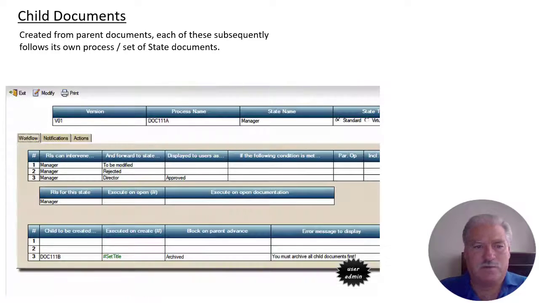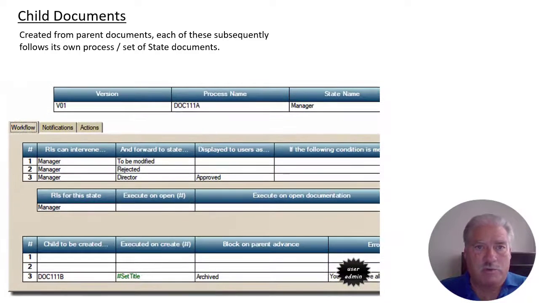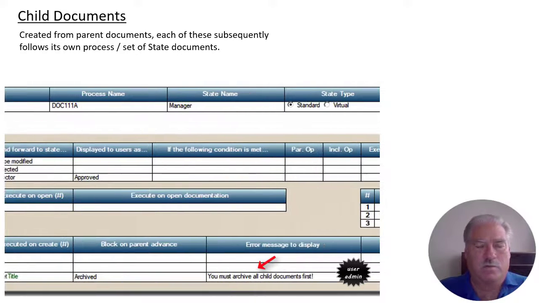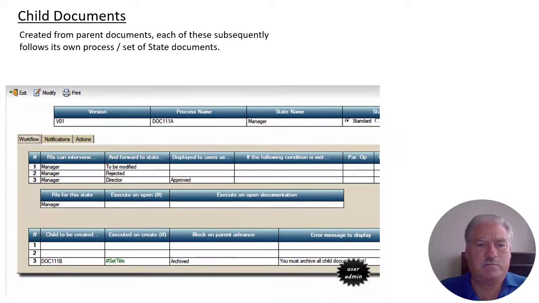So going into State Manager, here is where the rule is approved and the corresponding child document. There's the type. There is a routine that is executed. Of course, you can put several of these. That's where the title was set, where the state was blocked for the parent, and the error message to be displayed.